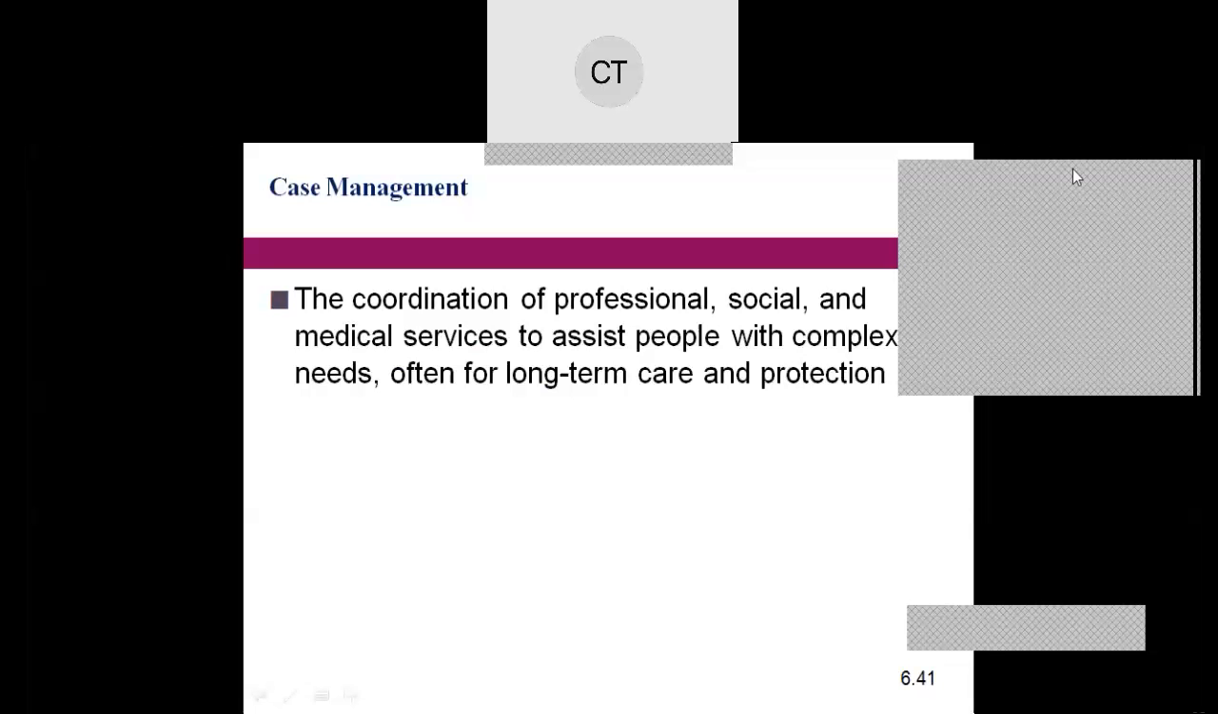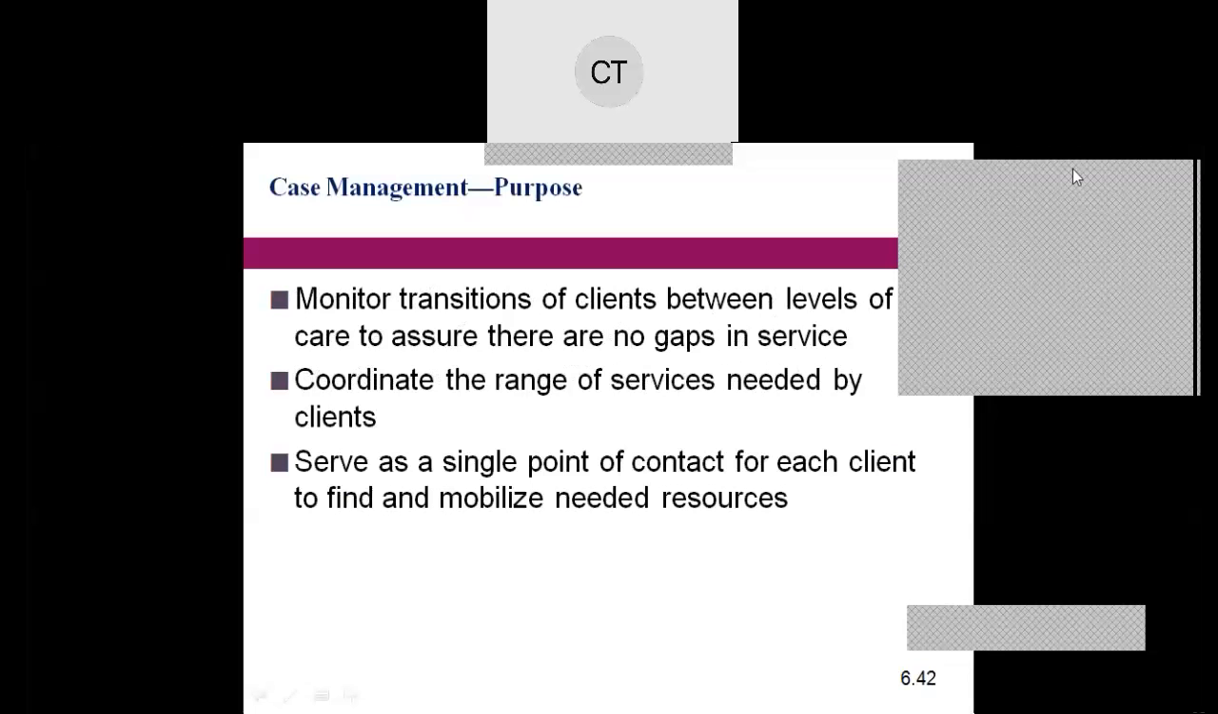So case management is a kind of professional coordination of various services like social, medical, mental, and other complex services or needs: legal, housing, economical, occupational, educational, all these services. That process of coordination, we call it case management.